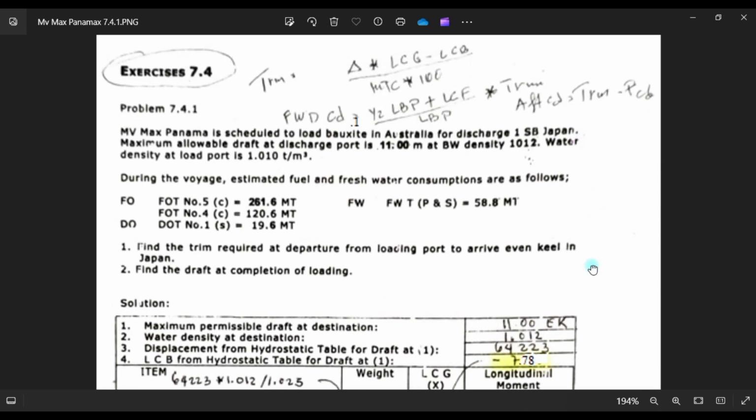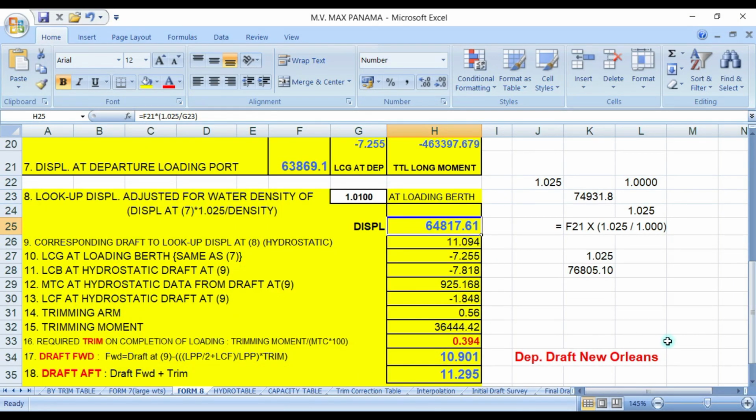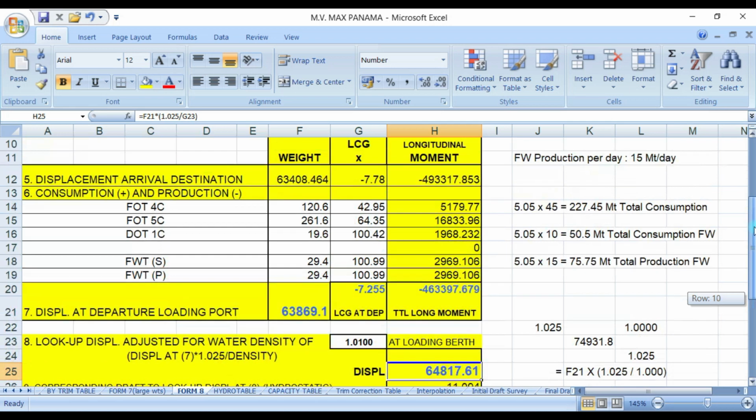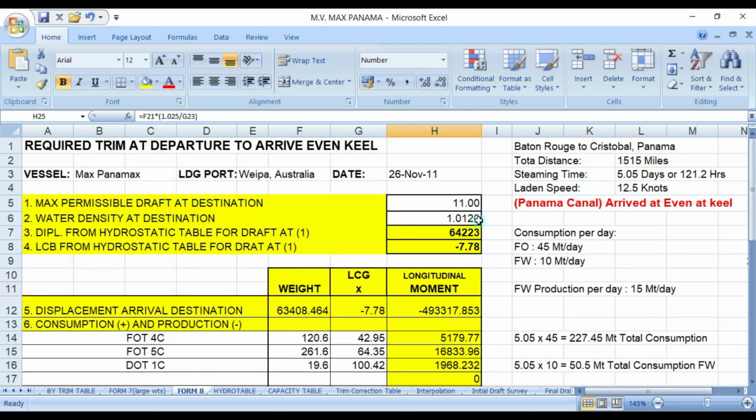So we try to use the Excel. Okay, this is the Excel. So this will be the initial, this will be the arrival drop in Japan, and this will be the density. So a while ago, the displacement at 11 meters will be 64223, and we will have an LCB of negative 7.78.